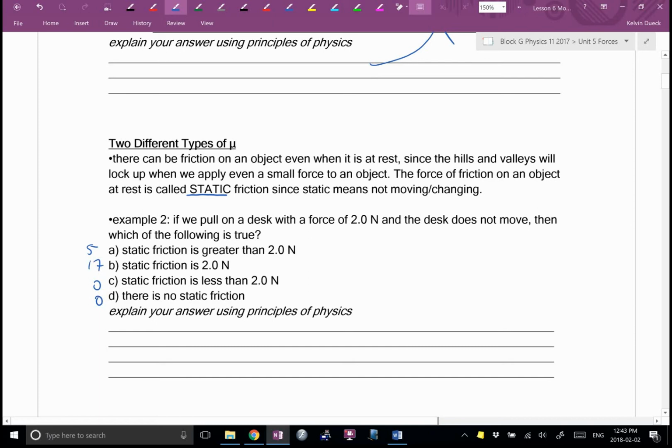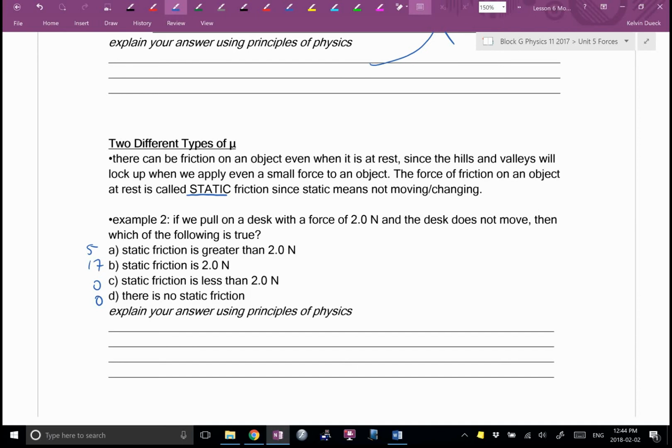Convince me. As always, you can attack or defend. You can say these answers must be wrong or my answer must be right. Are 5 of you right or are 5 of you wrong? Convince me. Why must D... Oh, yeah, go ahead. What are we defending or attacking? I'm defending. Since the desk is at rest, all forces must be balanced.